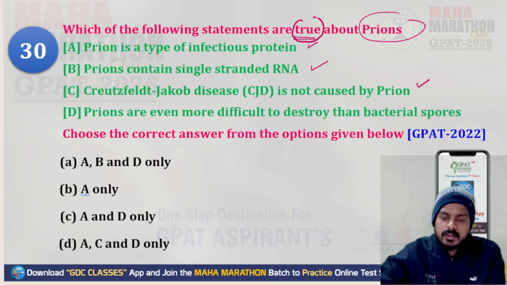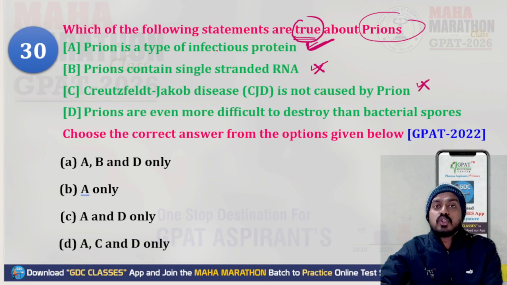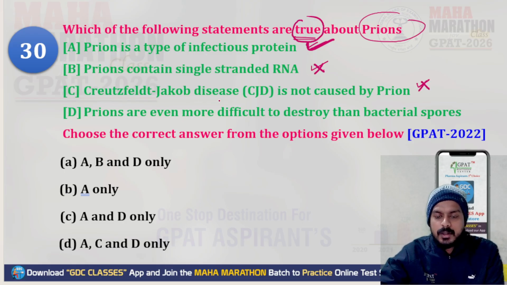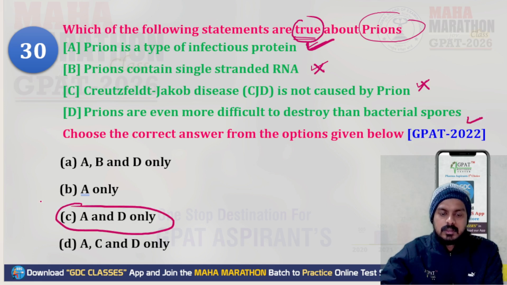Here you have to find the correct statement. Prions are a type of infectious protein. Yes, it is correct. Prions contain single-stranded RNA. No, it contains DNA. Creutzfeldt-Jakob disease is not caused by prions. No, because Creutzfeldt-Jakob disease is caused by prions. Prions are even more difficult to destroy than bacterial spores. Yes. So options A and D are correct. Yes, option C is the correct answer.